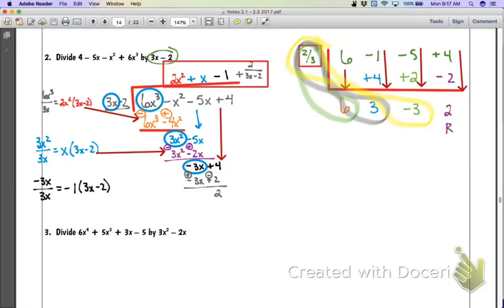Remember, here's my remainder, there's my constant, there's my x, and there is my x squared. So if I do this synthetically, I end up getting 6x squared plus 3x minus 3 plus 2 over the 3x minus 2.